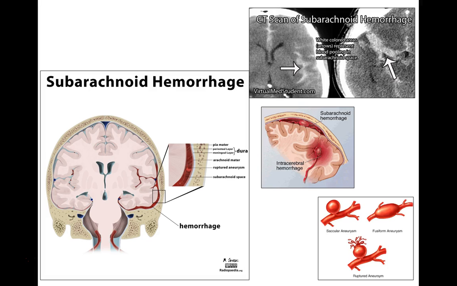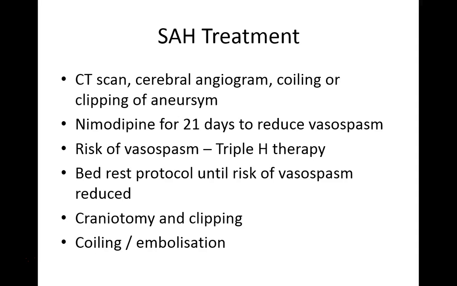So the management for the subarachnoid hemorrhage acutely, they'll have a CT scan and an angiogram, and then they're managed either through coiling or clipping. There's a high risk of vasospasm in the acute stages, which is narrowing of the arteries in the brain, so a spasm of those arteries.